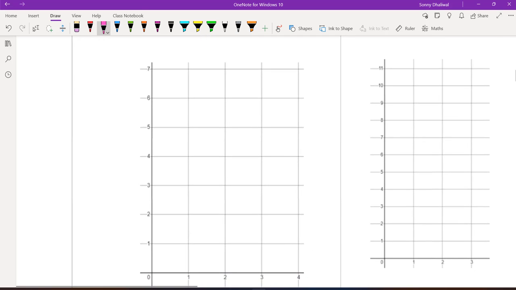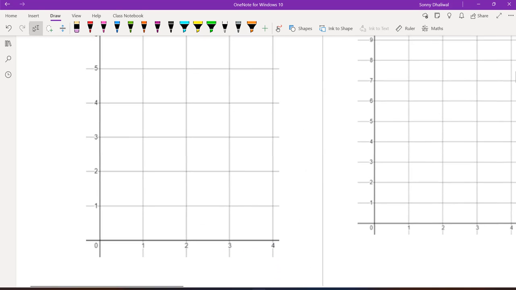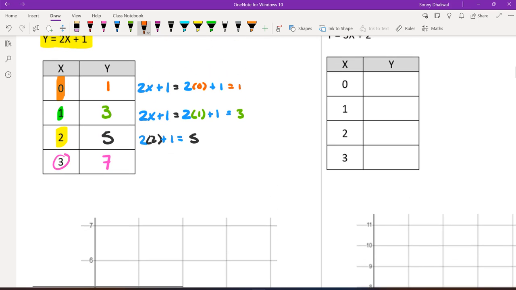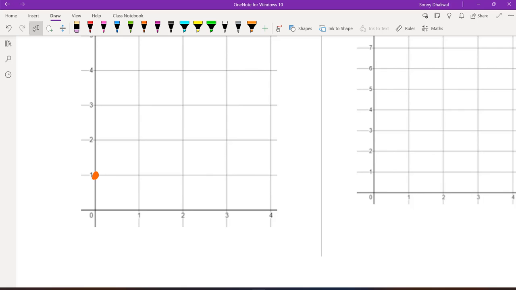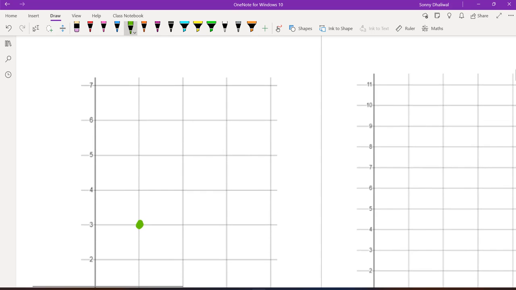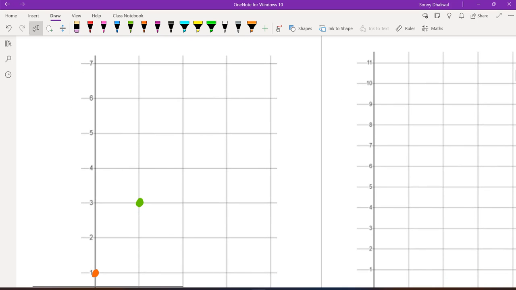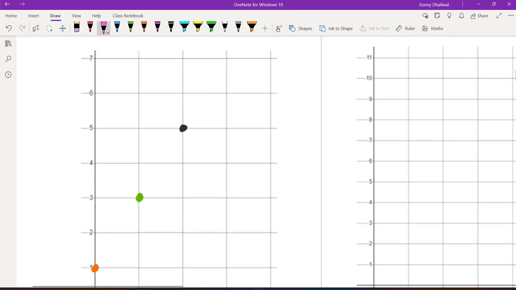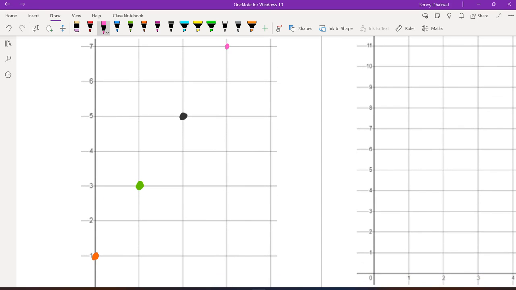We have 0 and 1 as my first point. So starting at 0 up to 1, that's my orange point. So I'm going to put that there. Then I have 1 and 3 in green. 1 over, up 3. I place a dot. Then it's 2 and 5. I want some black. 2 over, 5 up there. Then 3 and 7. Draw a line through it.